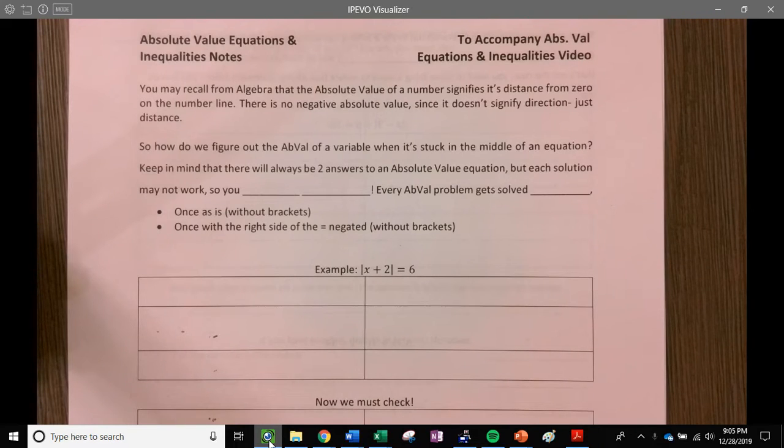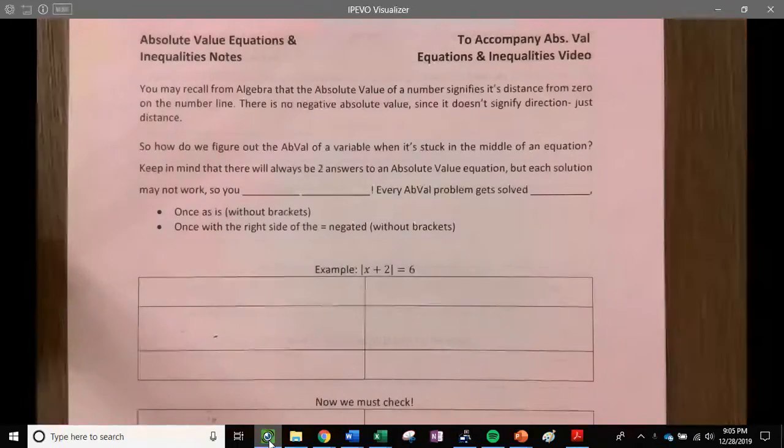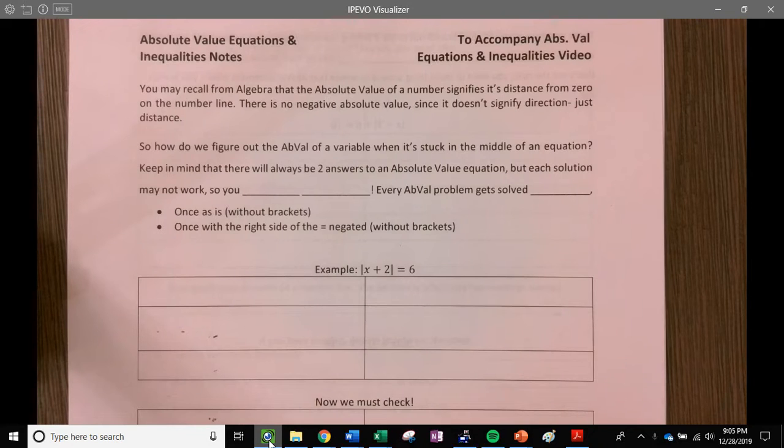Hey guys, this is your second Algebra 2 video to round out our first unit. Time flies. It's a speedy one. So this is absolute value equations and inequalities. You've got the notes in your packet. You can also see them on my screen, and we're going to work through them together so you can understand how to solve absolute value equations as well as absolute value inequalities.